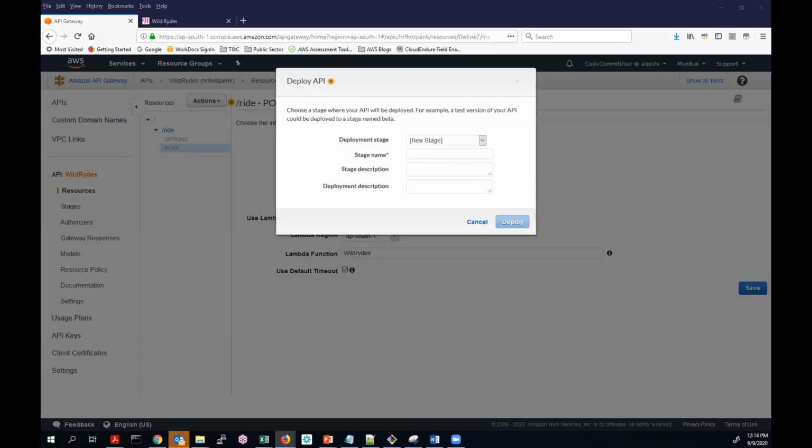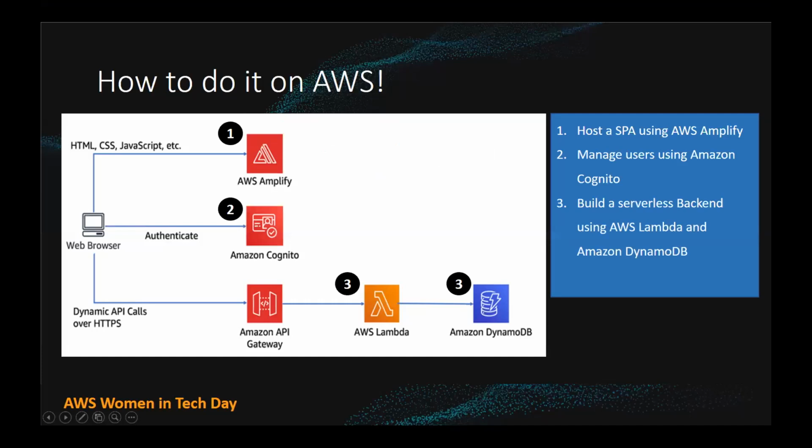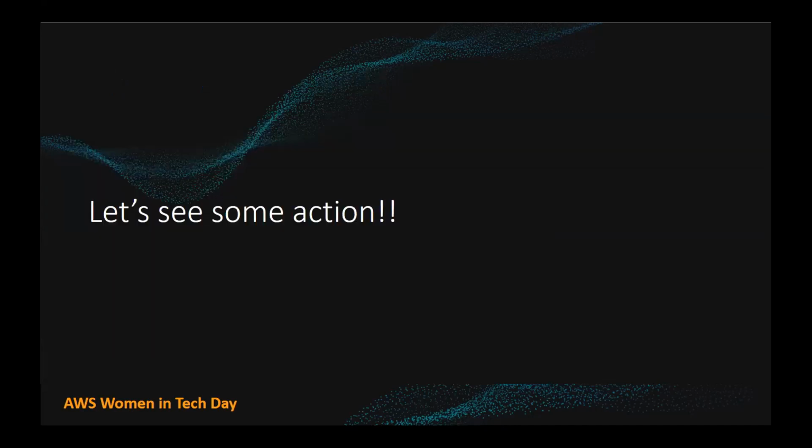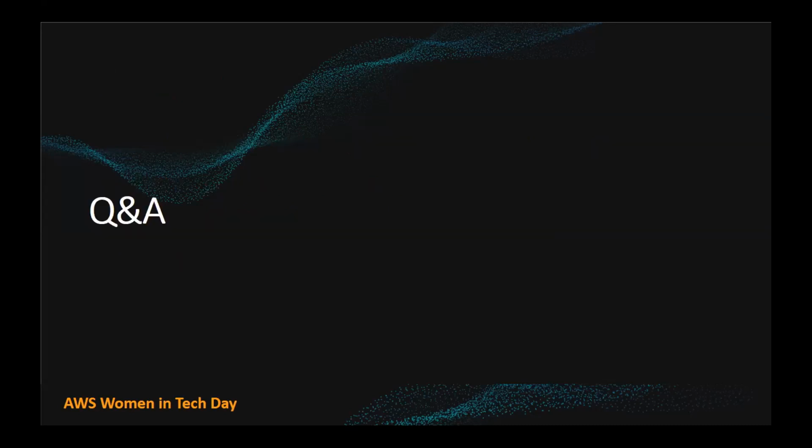So this is the demo using completely serverless architectures, creating a single page serverless architecture on AWS. We have done all the 4 steps, and as you can see, it was completely serverless, with no provisioning of any EC2s. So we saw the demo. The key takeaways we should take away are definitely what 3-tier architectures are and why 3-tier architectures. Hope you have answers to these questions after this session. What is serverless and why do we require serverless? What is a single page application and why a single page application, and think about the AWS serverless platform. So I'll open it up for any questions.